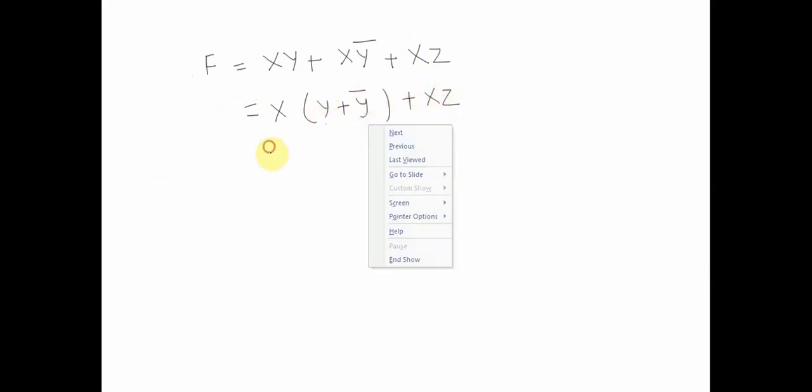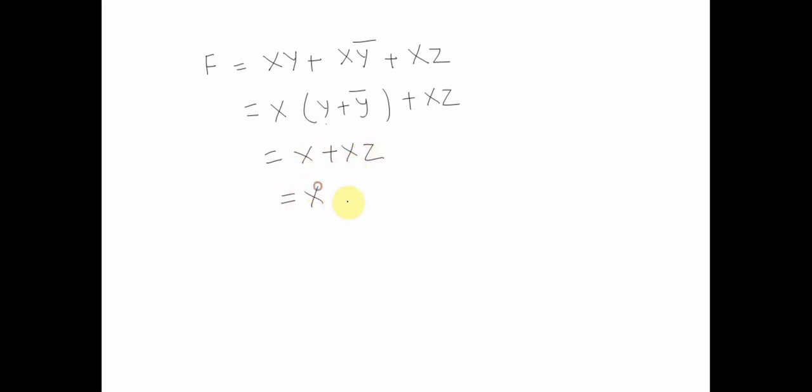Let's assume I have an expression, say f is equal to xy plus xy bar plus xz. Can we simplify this circuit? So this will be simplified as x into (y plus y bar) plus xz. y plus y bar, a number ORed with its complement, is always 1. So this will become x plus xz. Again, if we take x as common, this will be x into (1 plus z). A number ORed with 1 is 1. So this is like x into 1, which is x.